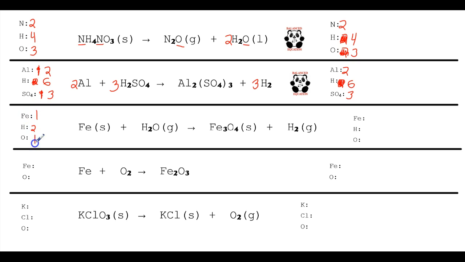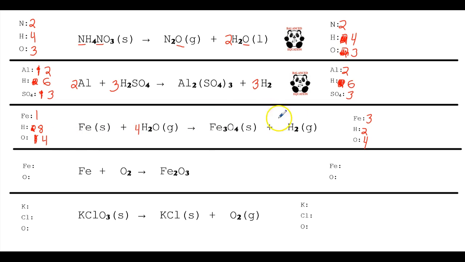Next up, iron plus water is going to make iron oxide and hydrogen gas. 1, 2, 1 on the left, 3, 2, 4 on the right. First thing I'm going to kind of do is take a look at those oxygens. Since I have 4 of them there and only 1 of them here, I'm going to put a coefficient out in front there. That's going to change my hydrogens to 8, my oxygens up to 4.